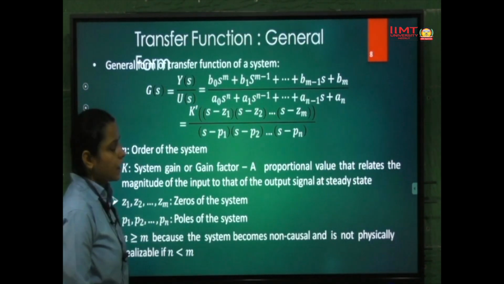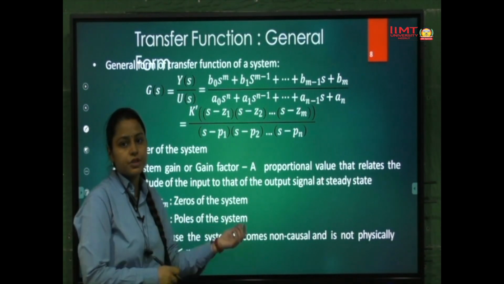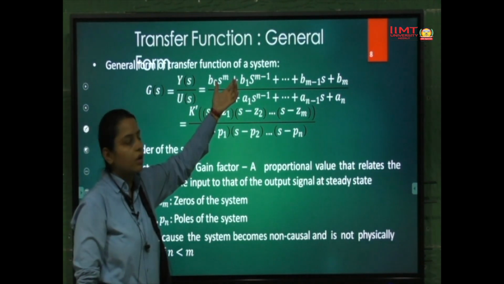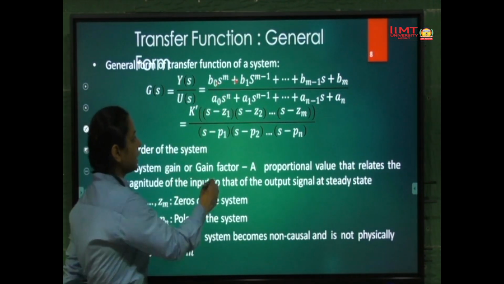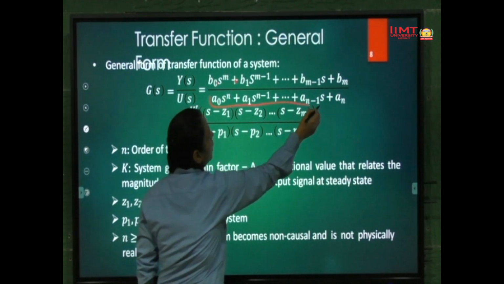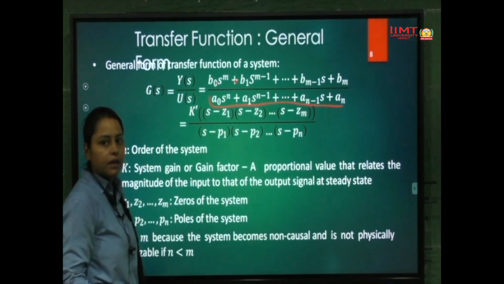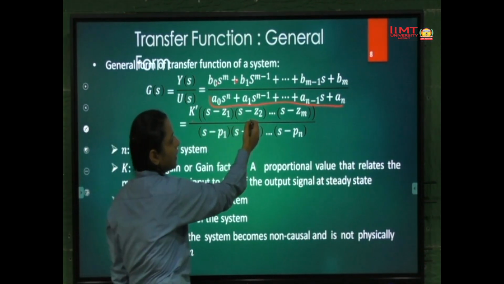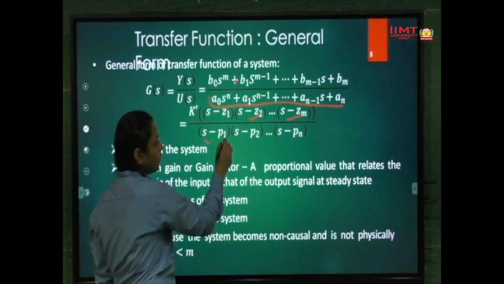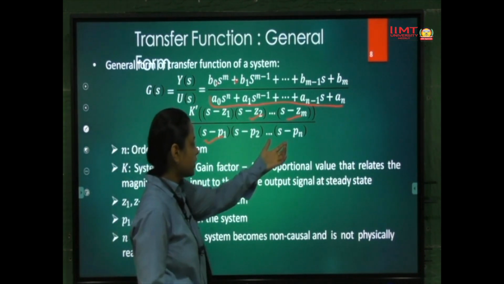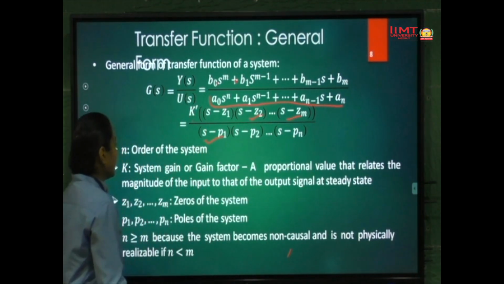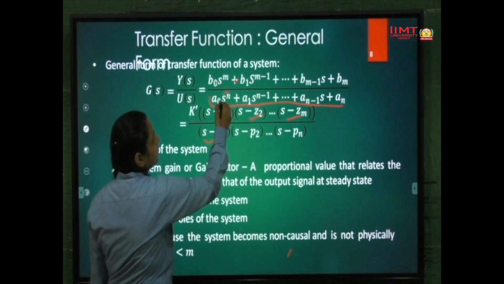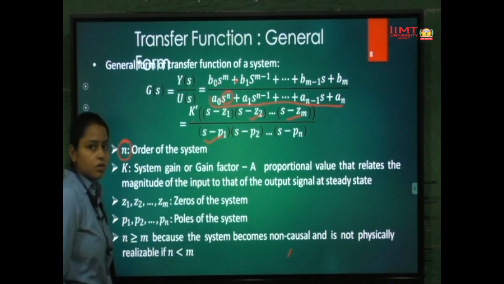So the general form of a transfer function is given here. We have an mth order polynomial in the numerator and an nth order polynomial in the denominator. We can also write it in terms of factors: k into (s minus z1)(s minus z2) up to (s minus zm) divided by (s minus p1)(s minus p2) up to (s minus pn), where n denotes the maximum power of s in the denominator and denotes the order of the system.